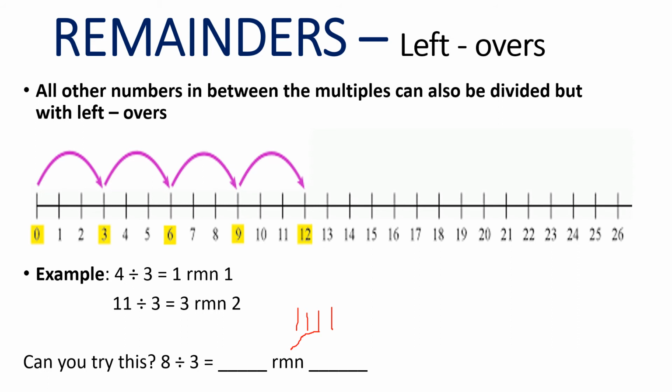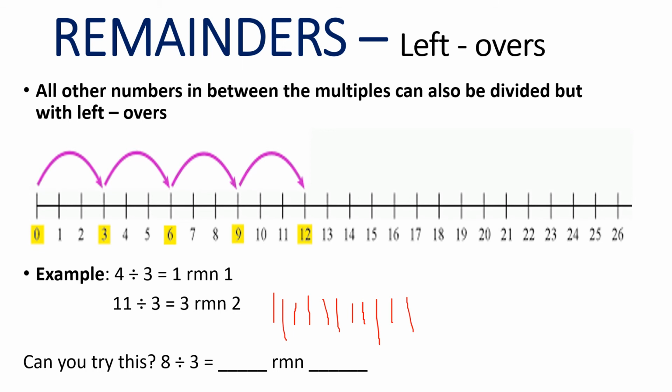Let's try for 11. We'll erase this and try for 11. 11 divided by 3. You might want to count again. 1, 2, 3, 4, 5, 6, 7, 8, 9, 10, and 11. Now let's try to make groups of 3 from it. We'll make groups of 3.